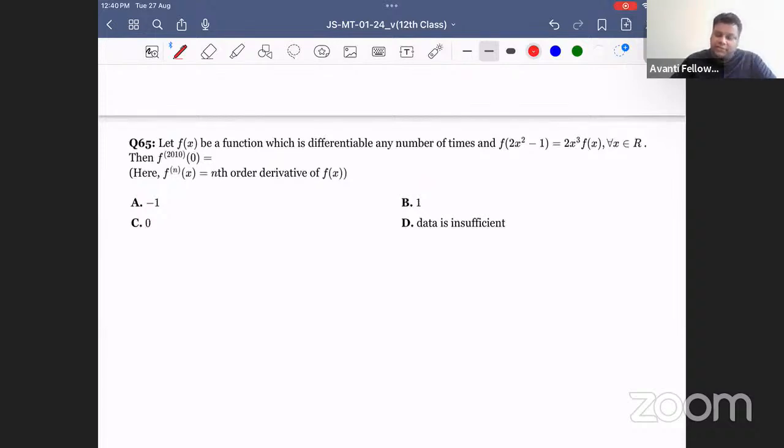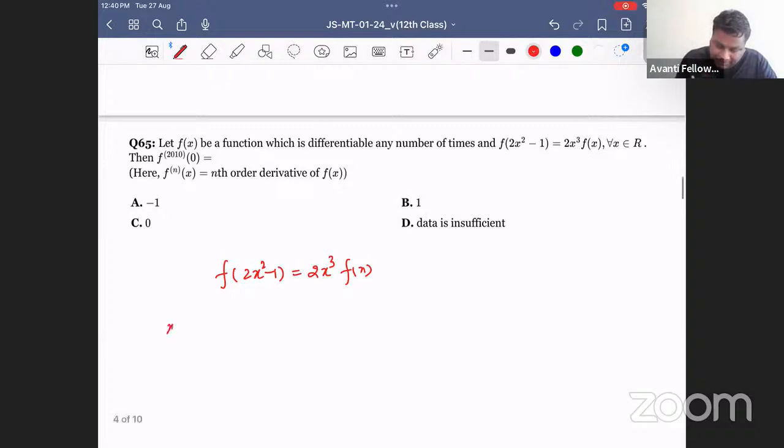Now, there's another question. Let f(x) be a function which is differentiable any number of times and f of (2x square minus 1) is 2x cube f(x). Got it? For every x belonging to R, then f superscript 2010, meaning the nth order derivative occurring 2010 times. Let's do one thing.